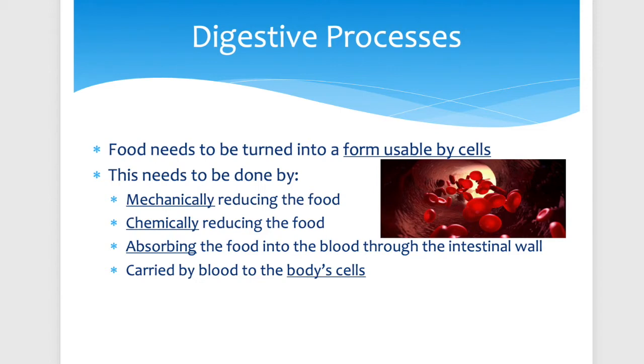First, you would have mechanical digestion, where you physically break the food into smaller pieces. One example of that would be you chewing your food. We also need to chemically reduce our food, so we need to break the chemical bonds that hold the molecules in the food that we're eating together, so that we can rearrange them and put them into forms that we can actually use. So we're going to have different enzymes that let us chemically reduce our food.